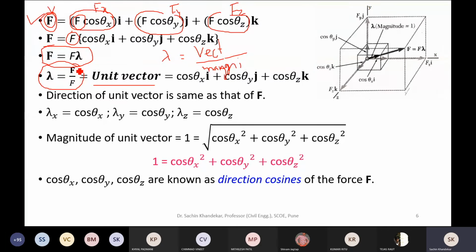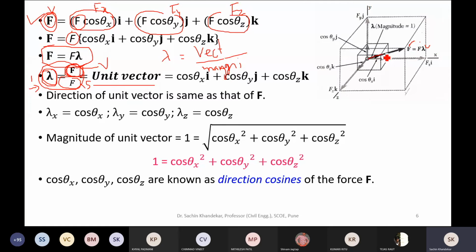So this is a vector, while this F is the scalar quantity. Of course, the magnitude of this unit vector must be 1, unity. And what about the direction of this unit vector? The direction of this unit vector must be the same as that of the given vector, which I have shown here. So this force vector is equal to F into lambda.